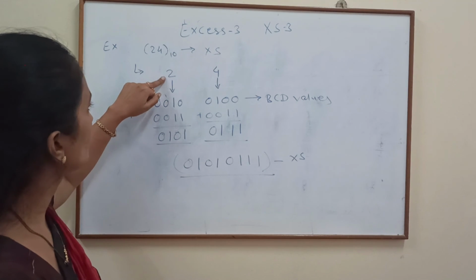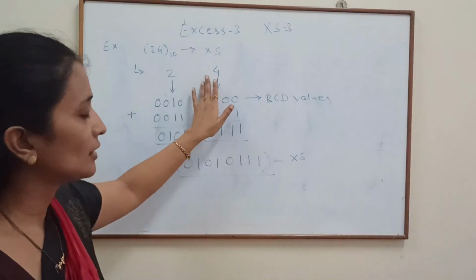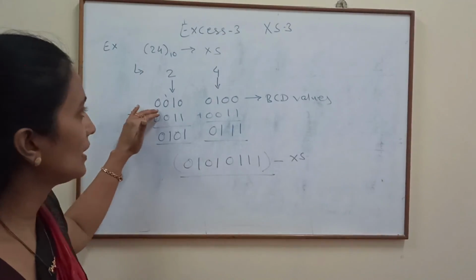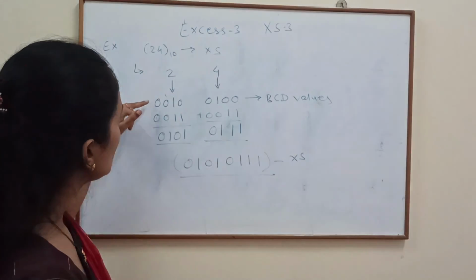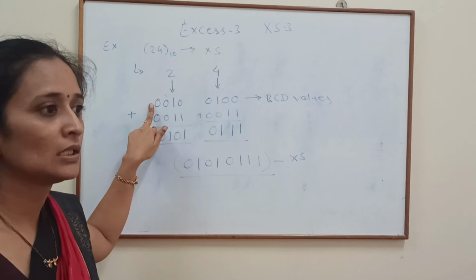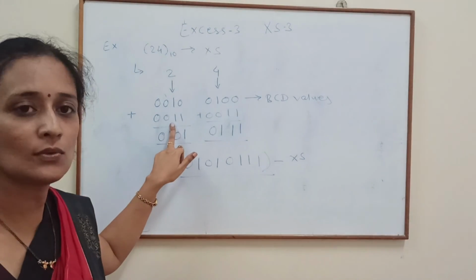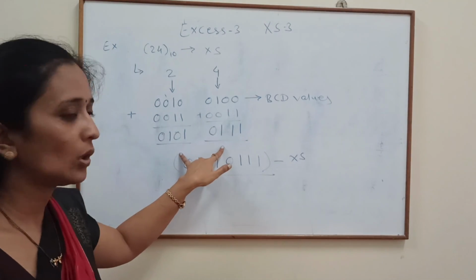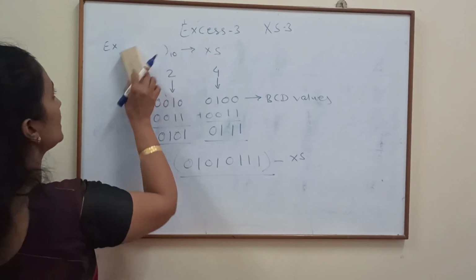First, we have to take down the number, separate the digits, write the equivalent binary value, which means you will get the BCD value. In each and every BCD value, add number 3, 0011. Then combine all bits, you will get XS. One more example we will take.